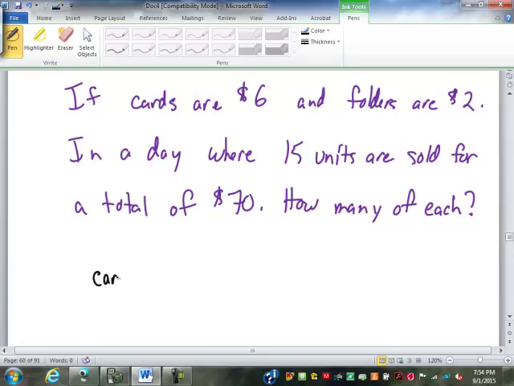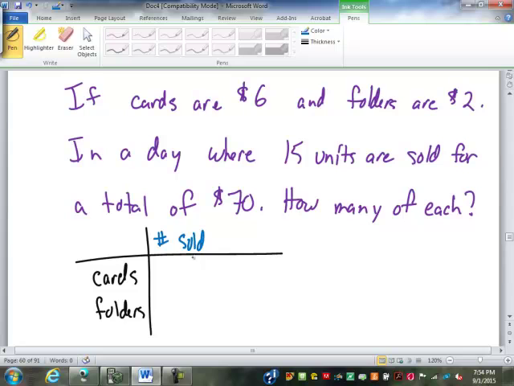So we've got cards and folders. We're looking at the number sold. Now here, is one of them referenced or based off of the other? Not really. It doesn't say that one is 3 times as many or twice as many or even a certain number more than the other. But it does give a reference for the 2 of them. There's a total given. 15 total units sold.